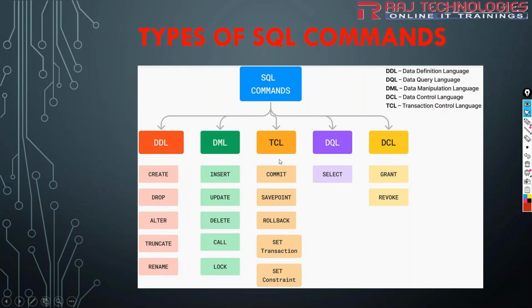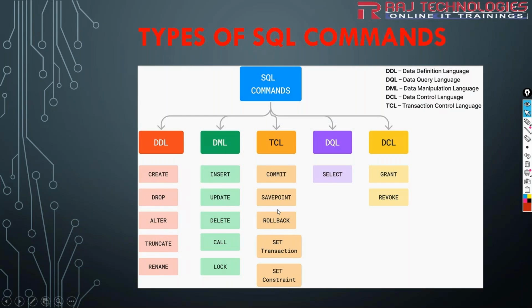TCL commands, transaction control language, are mainly to manage the transactions. When you are doing some insert, update or delete, the records will be in temporary memory. To make it permanent, to save our transactions, we make use of the commit command. Rollback is for undoing the previous transactions. If you have deleted a record by mistake, we can get that record back by using rollback.